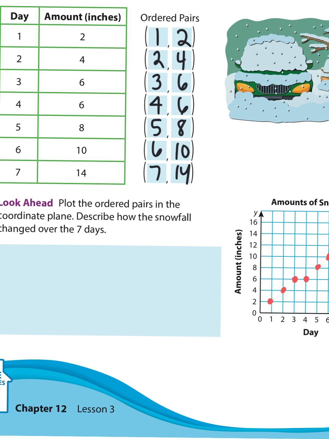Okay. So what day then did I get the most snow? Day 7. Okay. In this box, it says, describe how the snowfall changed over the 7 days. That's what I was going through with you. So I want you thinking about what is happening as my days go on. Am I getting more snow overall as the days go on, or am I getting less snow? More and more and more, because my dots are going up and up and up, right? To show that I'm getting more and more and more.